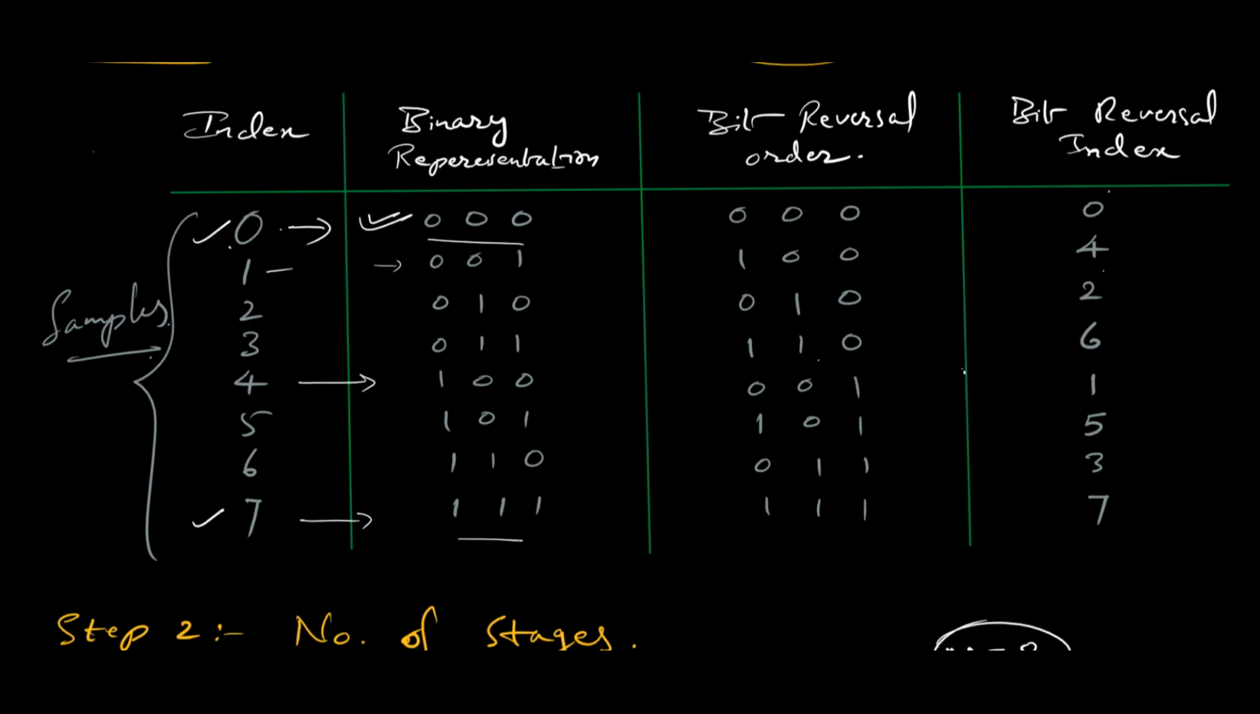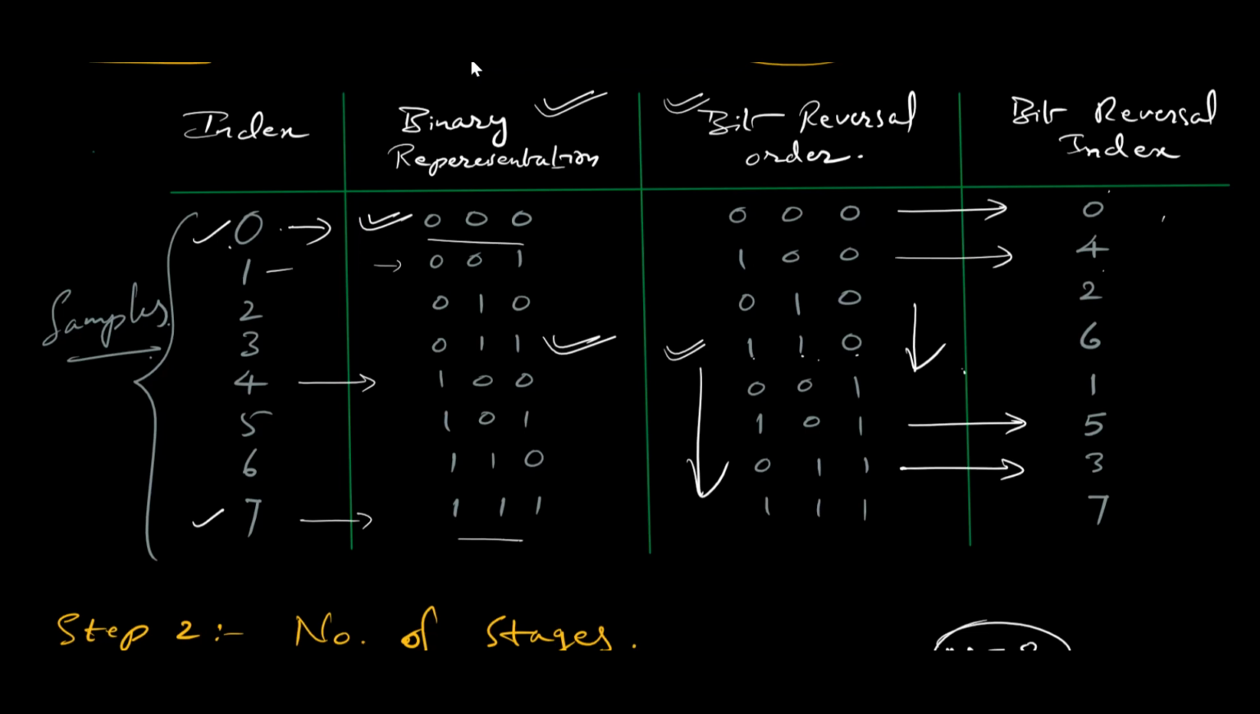Now what we need to do is reverse the bits. That means the most significant bit in the binary representation will become the least significant bit in bit reversal order. For instance, consider 011. In bit reversal order it will become 110. The last bit will come first and the first bit will go last. Likewise we will do this for all the values. Now these reversed bits can be mapped to index values: 000 is 0, 100 is 4, 101 is 5, 011 is 3. So we get some order.